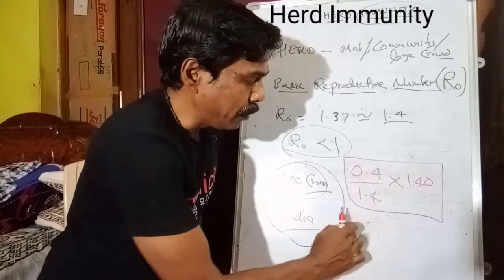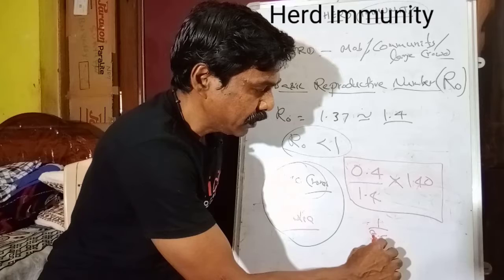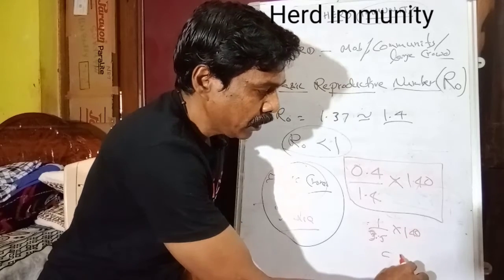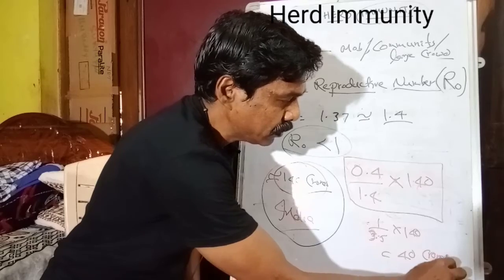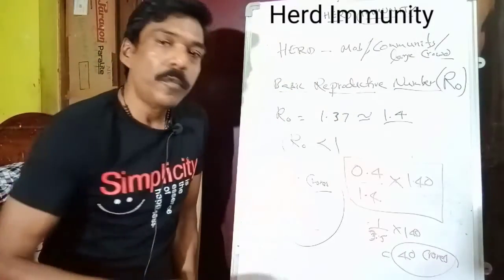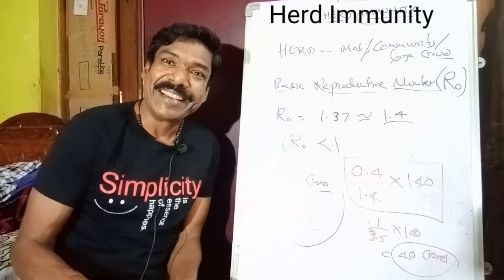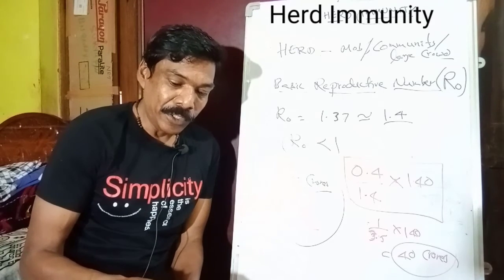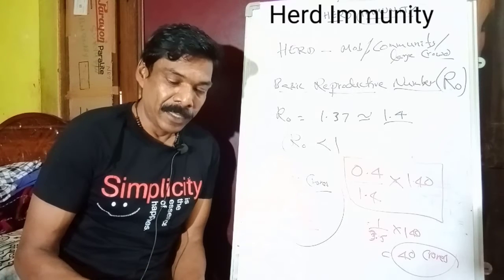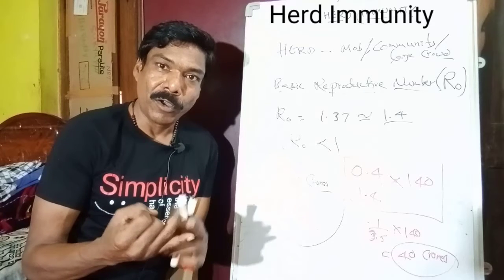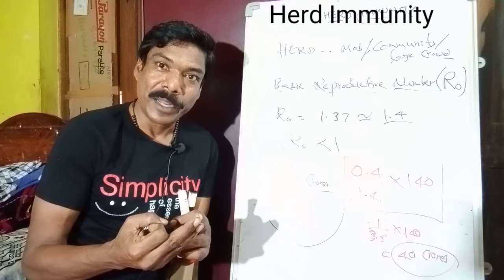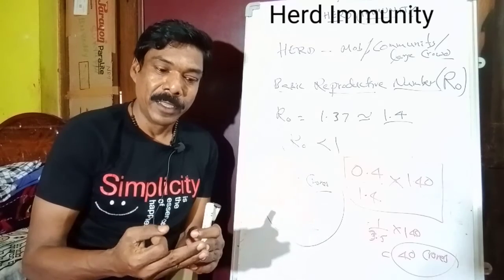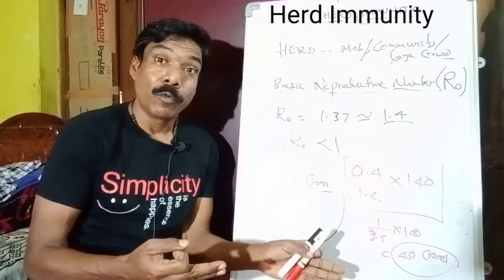This is 0.4 by 1.4, which means 1 by 3.5, into 140, that is equal to 40 crores. So out of 140 crores, 40 crore people, it's a very, very big number. 40 crore people of the country should have achieved adaptive immunity either through infection or through vaccination or through plasma transplantation or by getting antibodies in themselves, whatever means it may be. So they should have achieved immunity, 40 crores.